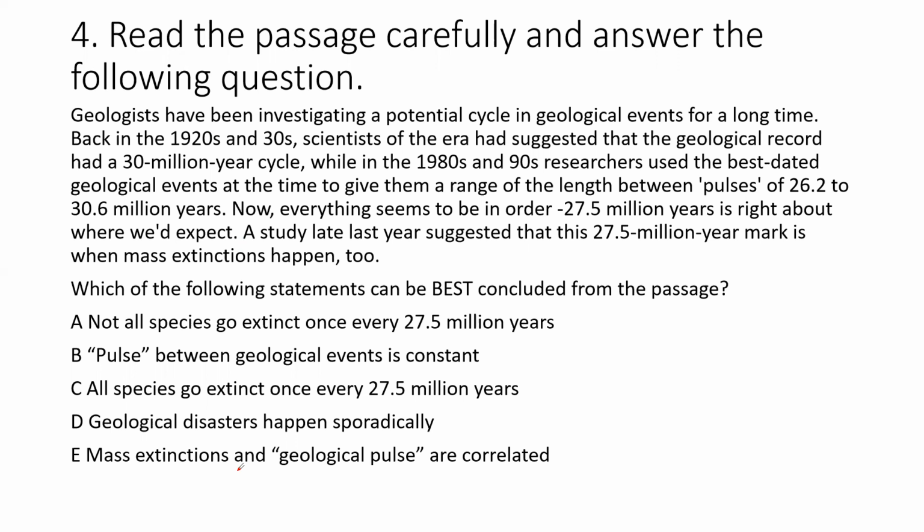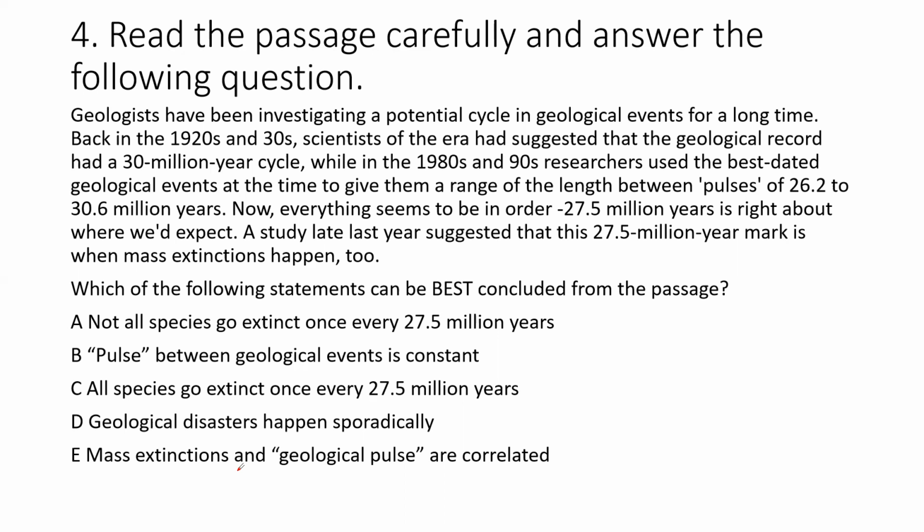Now everything seems to be in order. 27.5 million years is right about where we would expect. A study late last year suggested that this 27.5 million year mark is when mass extinctions happen too. And the question says, which of the following statements can be best concluded from the passage? So we have to look at what can be concluded from this. Before we move to options, we should at least think about it.